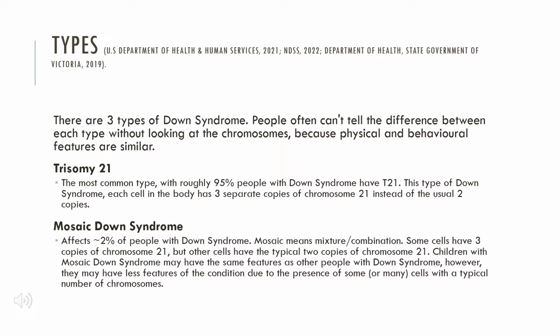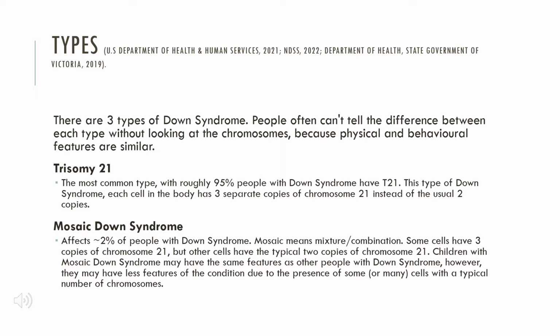There are 3 types of Down syndrome. People often can't tell the difference between each type without looking at the chromosomes, because physical and behavioral features are similar. Trisomy 21 is the most common type, accounting for roughly 95% of people with Down syndrome. In this type, each cell in the body has 3 separate copies of chromosome 21 instead of the usual 2.